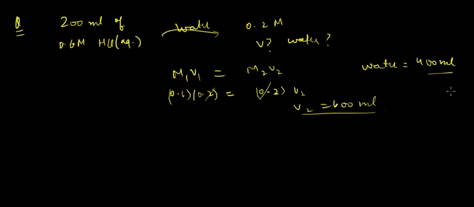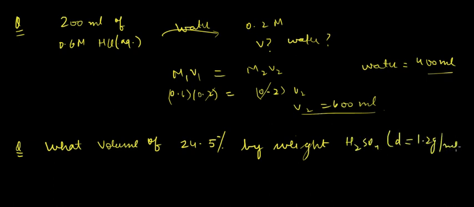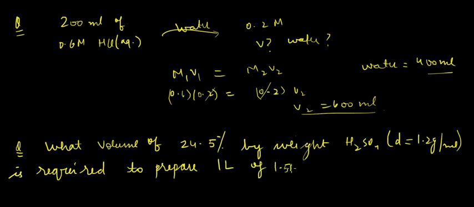Okay, next let us see another question on the same. So the question is, what volume of 24.5% by weight H2SO4, which has a density of 1.2 gram per ml, is required to prepare 1 liter of 1.5 M H2SO4.